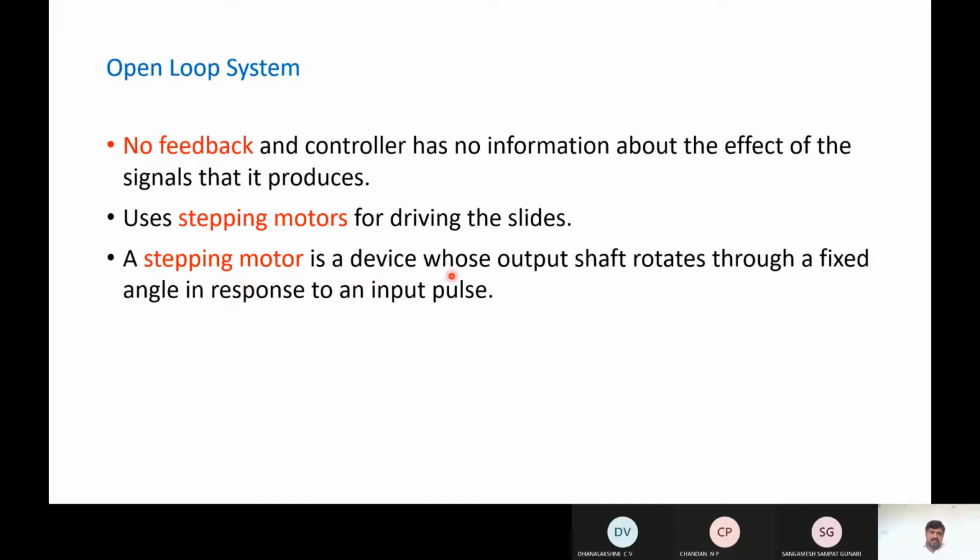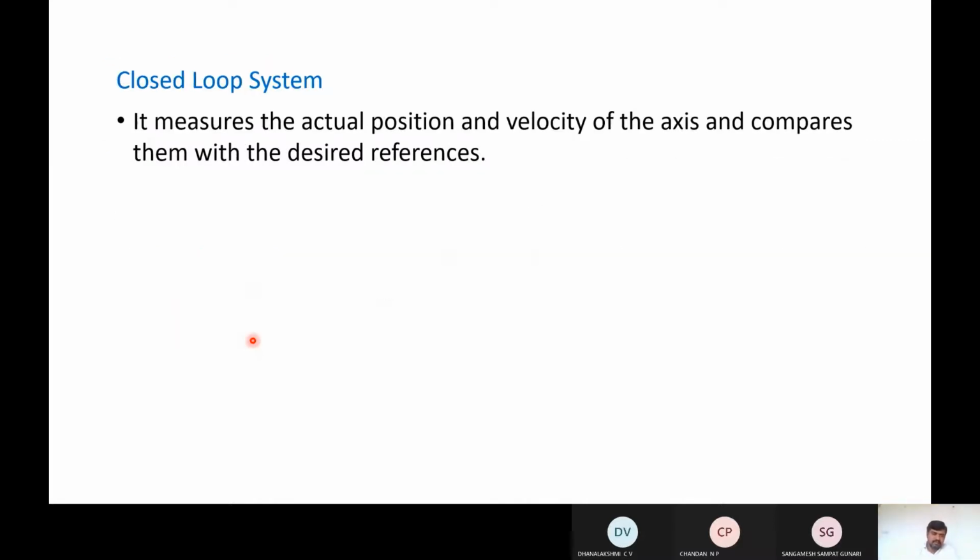A stepping motor is a device whose output shaft rotates through a fixed angle, called the step angle, in response to an input pulse. So if the step angle is 1.6 degrees, that means if it receives one pulse, it will result in a movement of 1.6 degrees of rotation. Like that it will work.